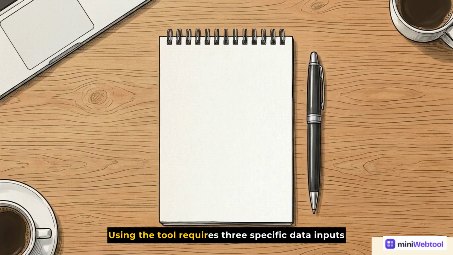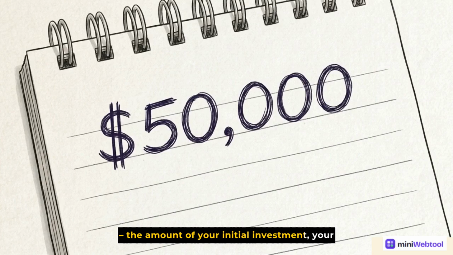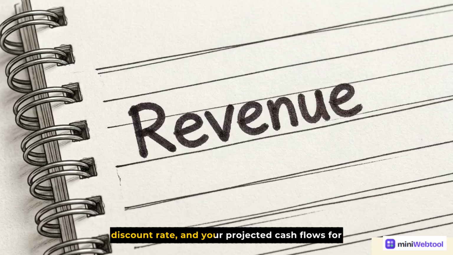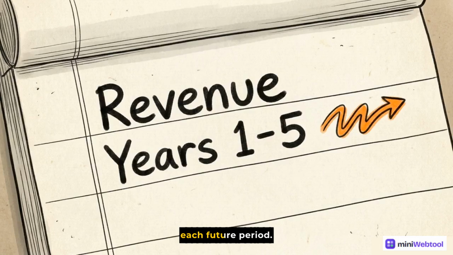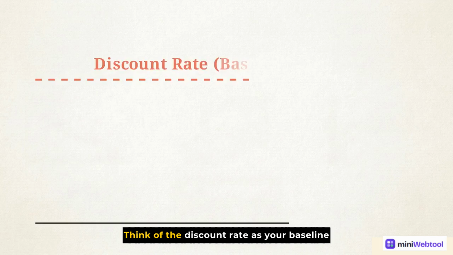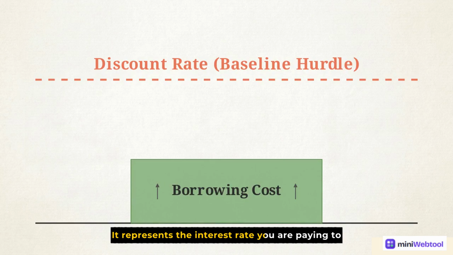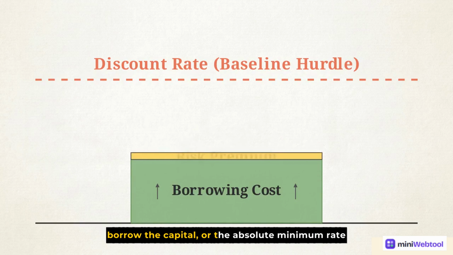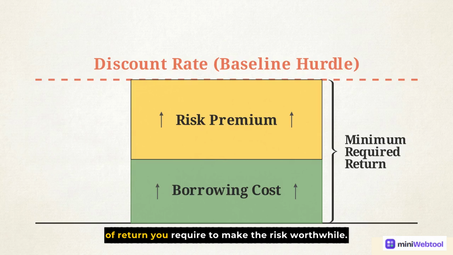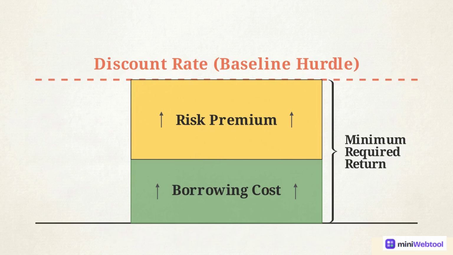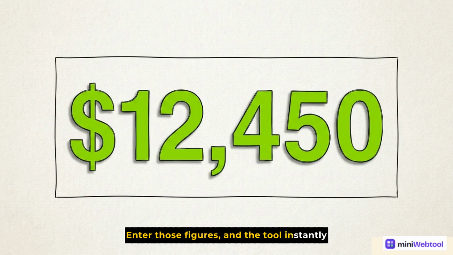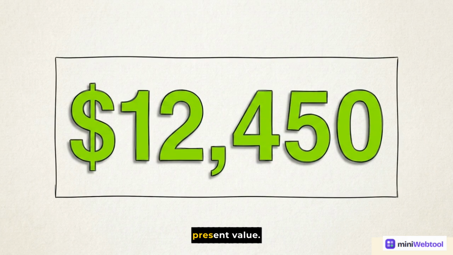Using the tool requires 3 specific data inputs: the amount of your initial investment, your discount rate, and your projected cash flows for each future period. Think of the discount rate as your baseline hurdle. It represents the interest rate you are paying to borrow the capital, or the absolute minimum rate of return you require to make the risk worthwhile. Enter those figures, and the tool instantly outputs a single, mathematically precise net present value.